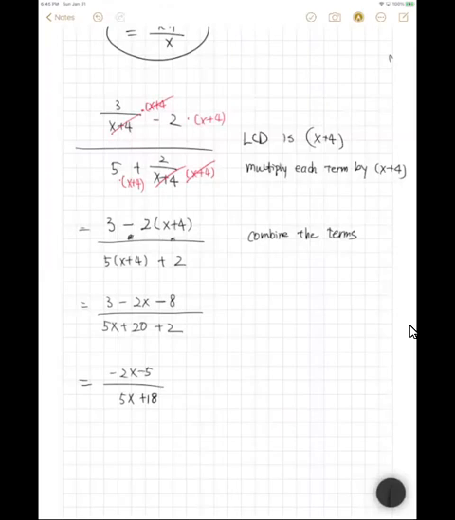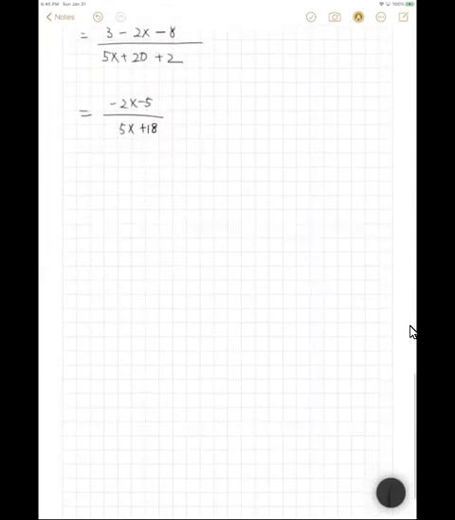Is that hard? What if we have a more complicated one? If we have 3 fractions on the top and bottom, what will we do?